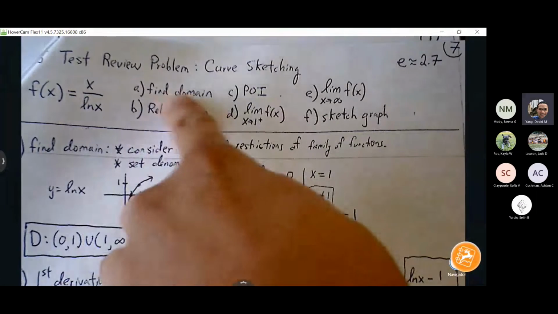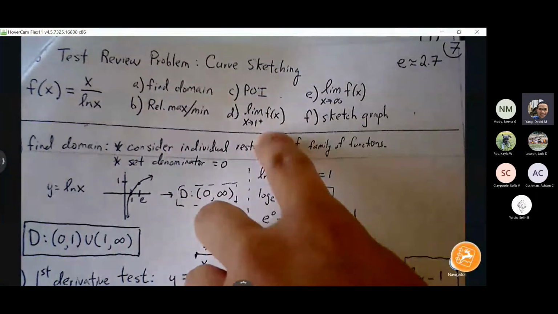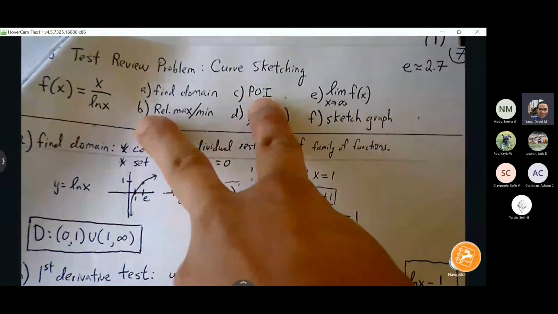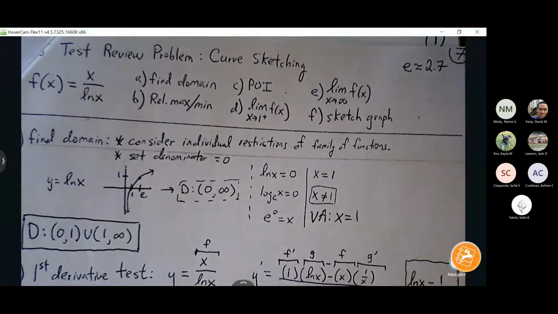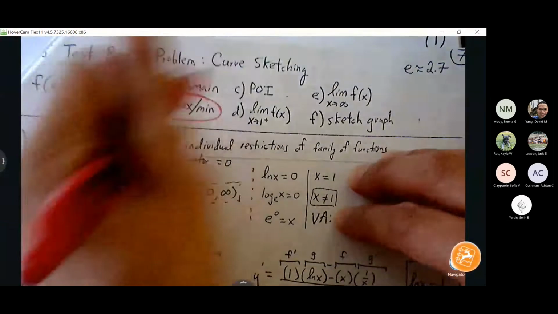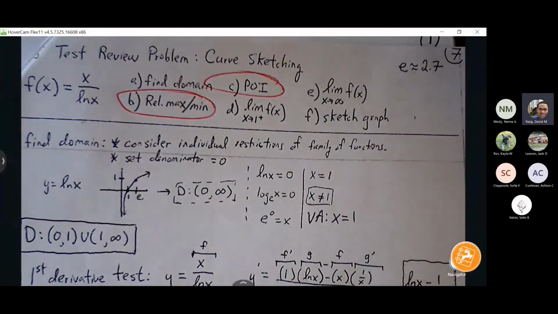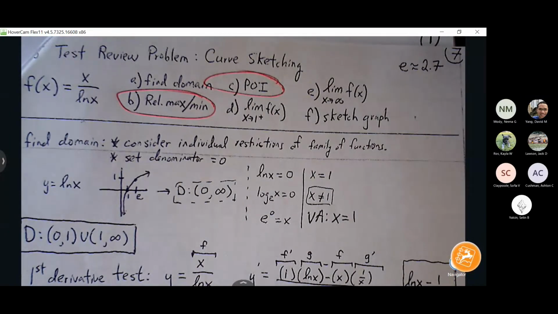Okay, it won't ask you for domain, range, or limits, it's just going to ask you for relative max, relative min, POI. Gotcha. Not going to sketch it. That's right. So we don't have to find any asymptotes. There's a derivative and finding relative max, relative min. Yeah, come around, see if you guys have any questions.